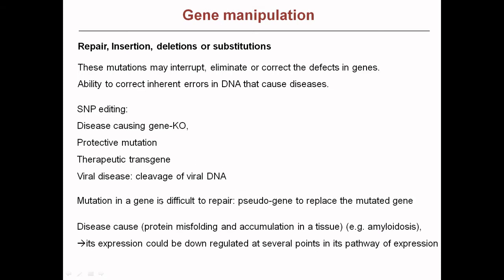But there are limitations of using gene manipulation, like a mutation in a gene is difficult to repair. Using pseudogenes to replace the mutated genes is one of the limitations. Another limitation is when the disease is caused by protein misfolding or accumulation in the tissue. For example, in amyloidosis, its expression could be downregulated at several points in its pathway of expression. So these are the two limitations where gene manipulation is difficult to perform.